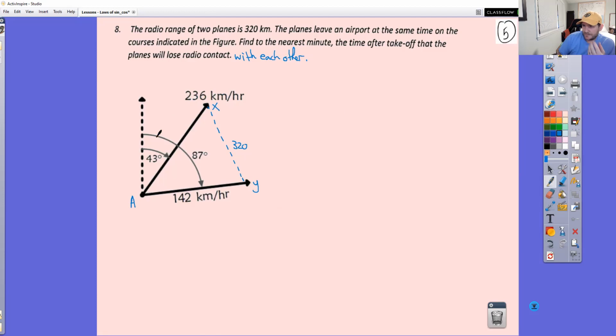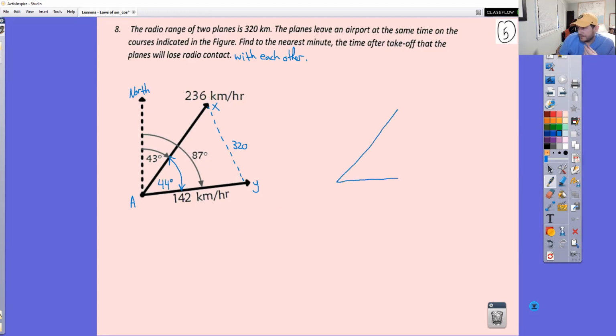And so the idea here is, well, here's our little headings that the planes are flying on. Plane X was flying in a direction. This dotted line, by the way, is supposed to be north. That should really probably be labeled. But if that dotted line represents due north, then we've rotated 43 degrees east of due north. But the other plane is rotated 87 degrees east of due north. So the actual angle that we need is this guy here, which would just be the 87 degrees minus the 43 degrees for 44 degrees.